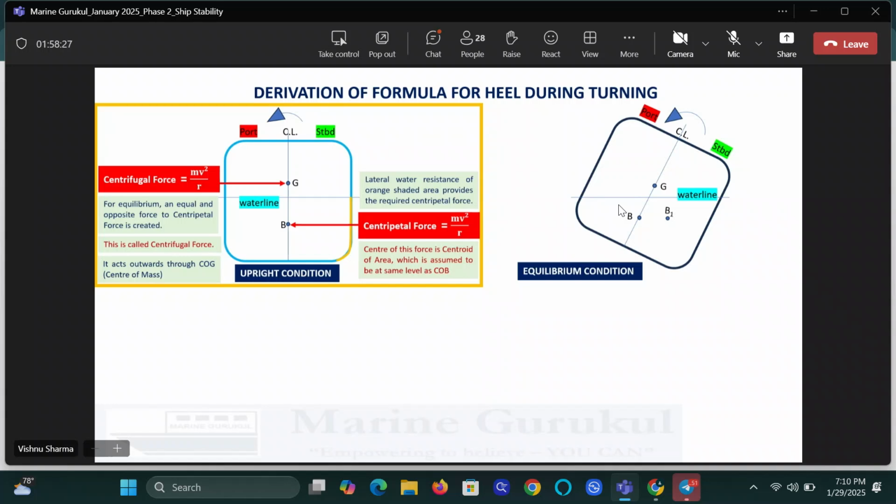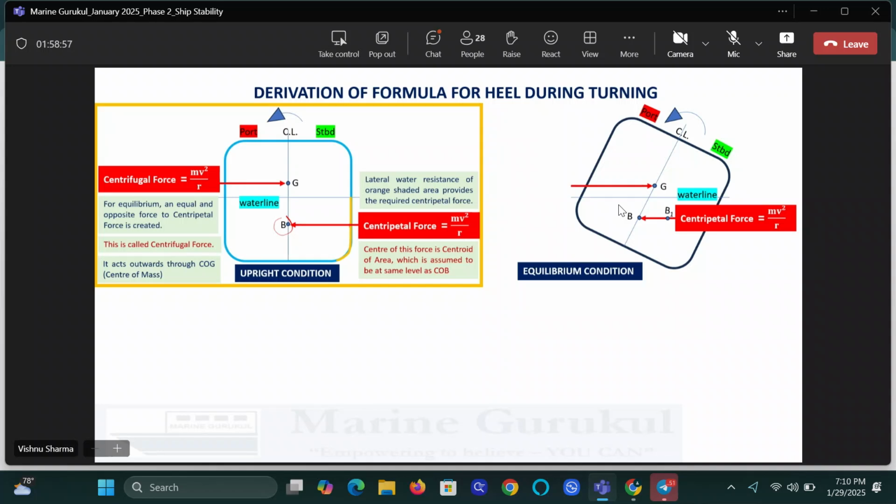Now, in this condition, where is the centripetal force acting through? Centripetal force, since it was assumed to be acting through B, the vertical shift between B and B1 will be immaterial, because you've already made an assumption that this was an assumed point in the same line as the centroid. So whether it is B or B1 does not matter. So we continue assuming that it is acting through B. Now centrifugal force acts through this.